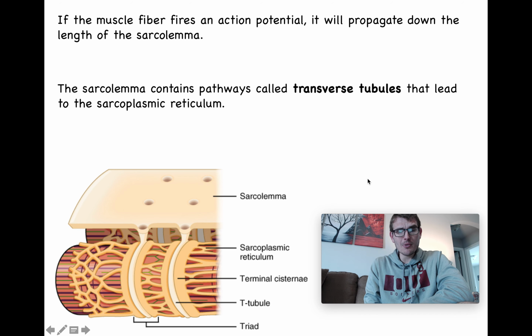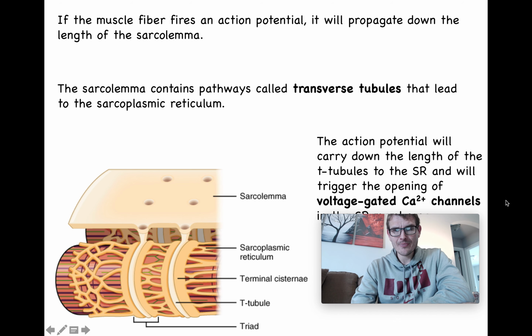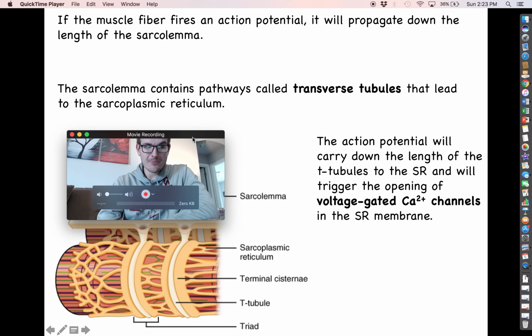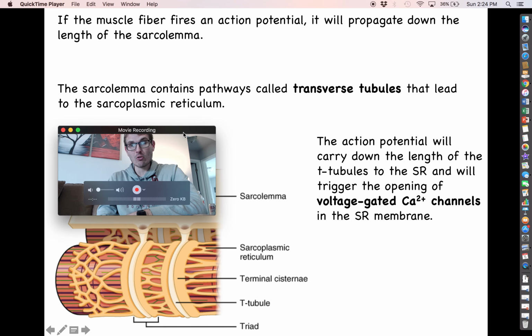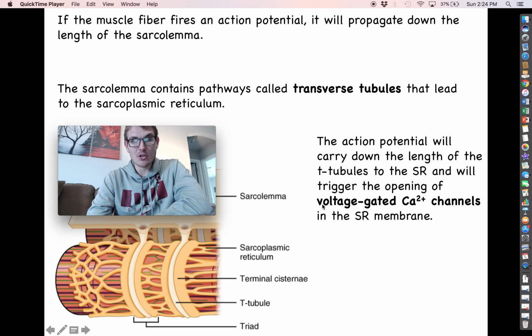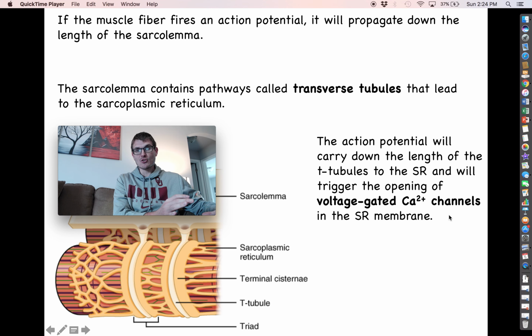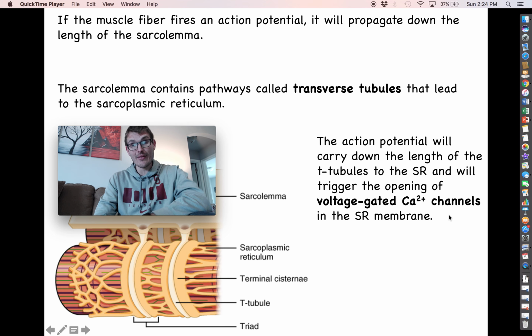The transverse tubules actually lead directly into the sarcoplasmic reticulum. Specifically, because that pathway from the sarcolemma directly to the SR exists, that allows us to get the depolarization to the sarcoplasmic reticulum membrane, and that is going to allow us to open voltage-gated calcium channels on the SR membrane. So you can see here exactly how we go from depolarization of the muscle fiber from acetylcholine to the release of calcium from the SR.